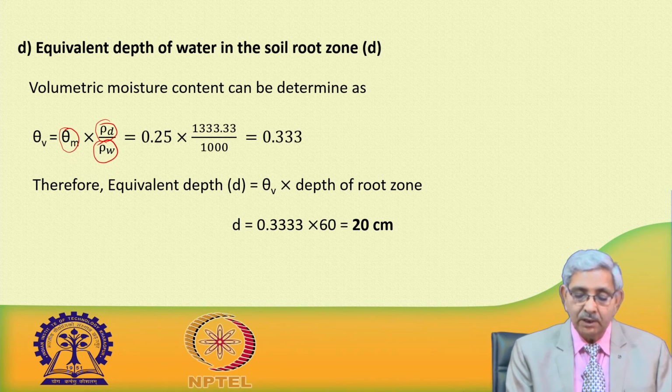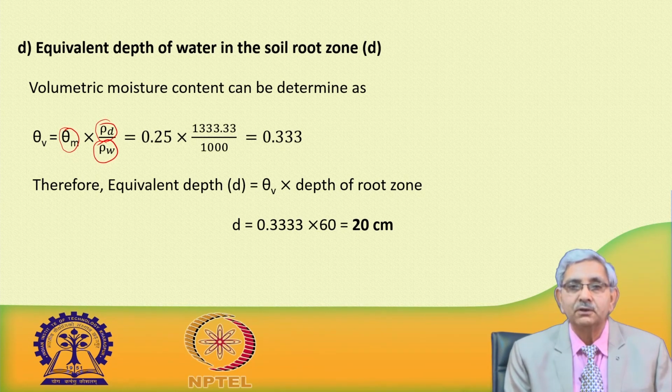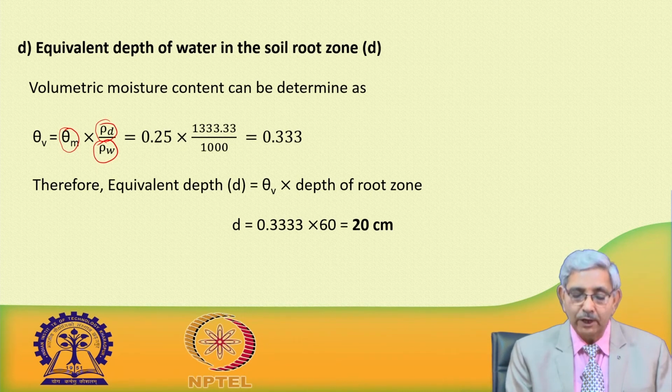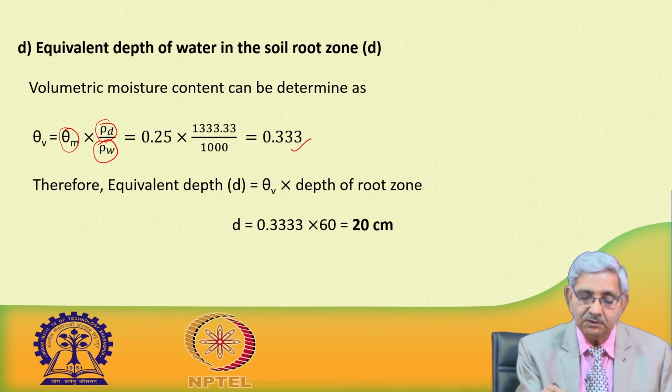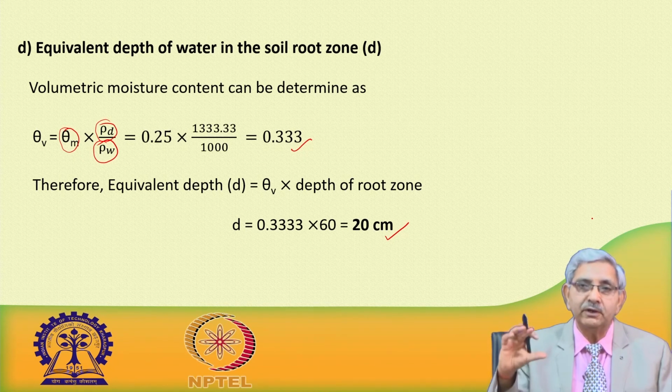Now, the equivalent depth at 60 centimeter will be 0.333 multiplied by 60. So, it becomes 20 centimeter. So, the volumetric water content is 0.333 and then at 60 centimeter depth this water is 20 centimeter in 60 centimeter of soil column.